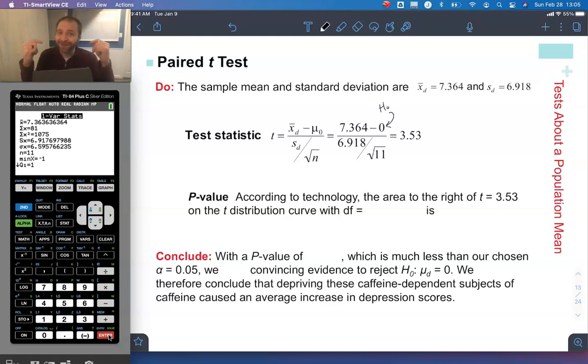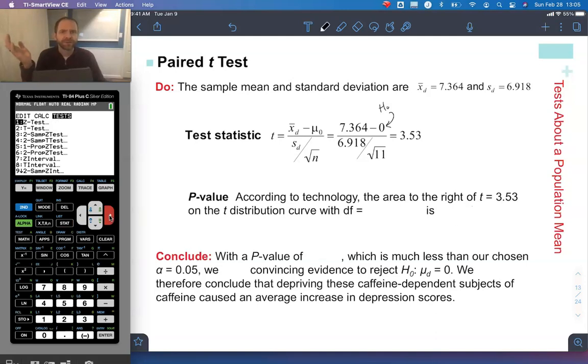Wow, that's pretty far in the tail, right? And if you were to think about that, that's going to have a small p-value here. Now, I'm going to use technology. You could use your table to help you out, but I'm going to use technology. I'm going to go to stat, and over to tests.